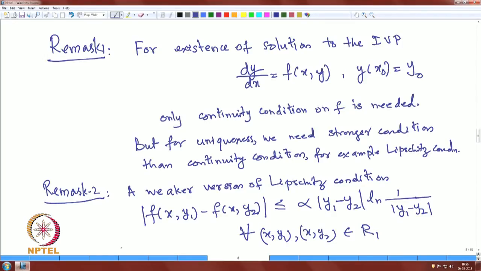A weaker version of Lipschitz condition is sufficient to ensure uniqueness of solution to the initial value problem. But still, continuity condition is enough to prove the existence. Now, we look into the Cauchy-Peano theorem on existence of solution that requires only continuity condition on the function f.